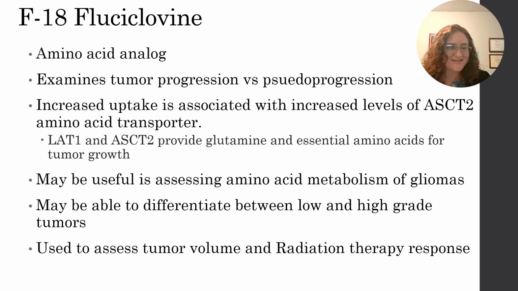So this one is surprising to people sometimes, but fluciclovine can actually image glioblastoma. It is an amino acid analog, and it looks at tumor progression versus pseudoprogression. It's very good for differentiating between the two. And patients will have increased uptake that's associated with increased levels of ASCT amino acid transporter. It's useful in assessing the amino acid metabolism of gliomas, and it's been pretty good at differentiating between low and high grade tumors. And then it's also used to assess the tumor volume and the radiation therapy response.